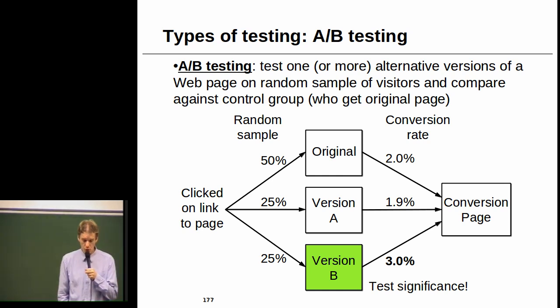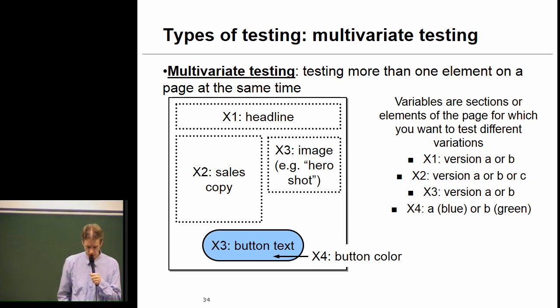If you want to do it more sophisticated, you can do multivariate testing, and you can test multiple things simultaneously on the web page. I can test different versions of the headline. I can make it cheap movies, interesting movies, or recent movies. These are different types of headlines. I can have different sales copies, right? I can put different movies there if I want. I can put different images, different hero shots. I can put different buttons. I can play with the button text. I can play with the button color.